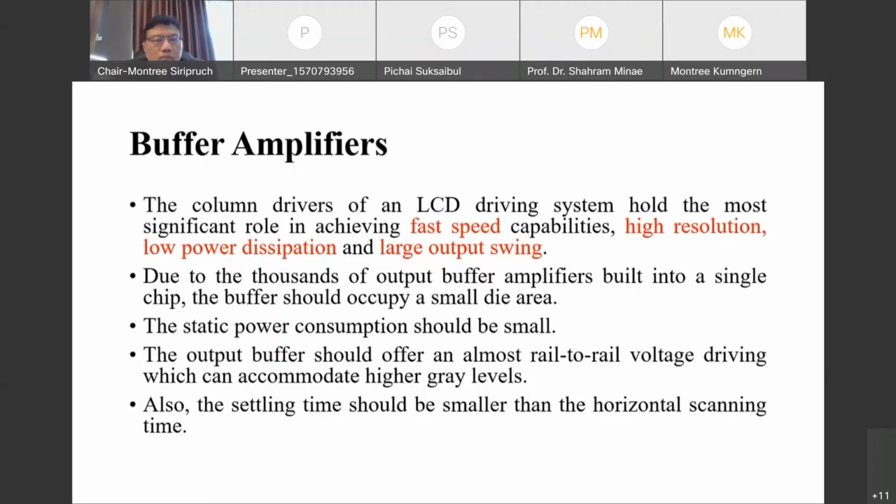This is an important performance parameter to obtain higher gray levels. And also the settling time is a very important parameter to obtain a quicker and faster buffer circuit. This is important also because of the horizontal scanning time.